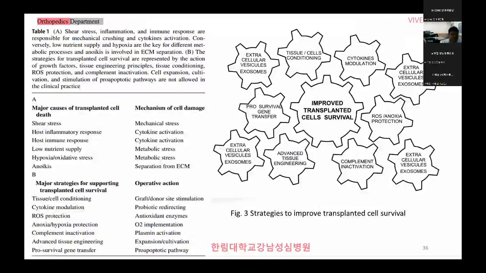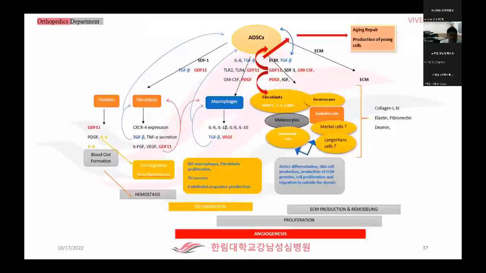So you may see the major causes of transplanted cell death: shear stress, host inflammatory response, low nutrient supply, hypoxia, so many things are there. While these kinds of problems are usually overcome by surgery along with cell-based therapy. So obviously it will give a more flexible way to heal the wound, as well as degenerated conditions.